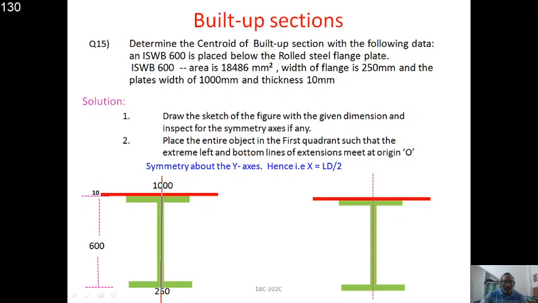Now, parallel to the y axis, it is a symmetry about both portions. Hence, x bar can be obtained by using LD by 2. Therefore, this is the x bar. So this is the inspection of the symmetrical axes.